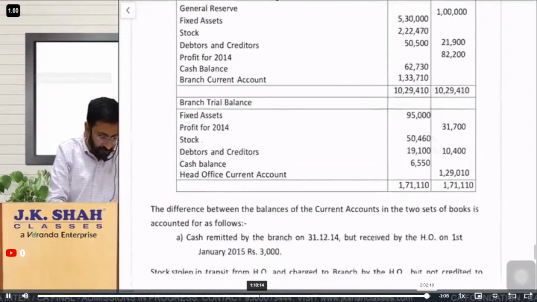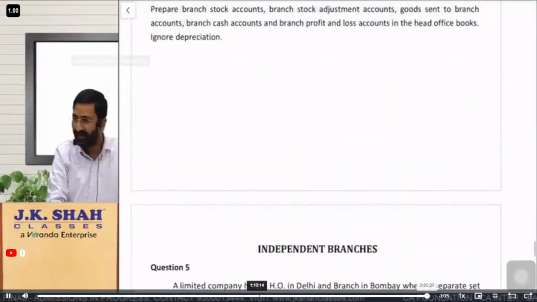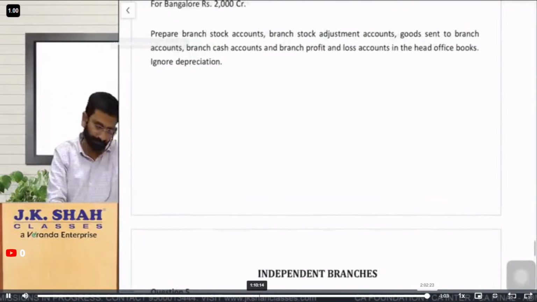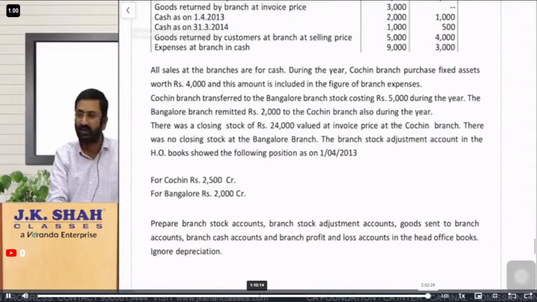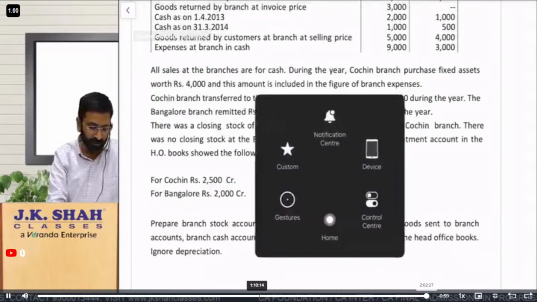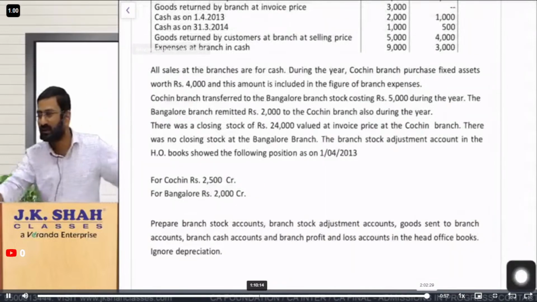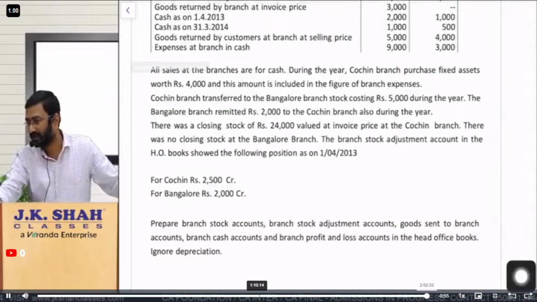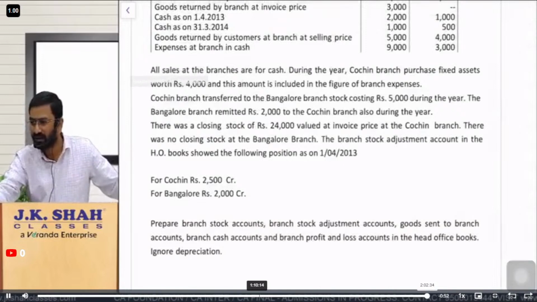One more question is there. We'll finish it tomorrow. Come with a fresh mind tomorrow morning. Tomorrow we'll finish this one question and we'll start with independent branches. We have to be a little fast tomorrow, because by lunch we'll finish independent branches and another 4 standards.